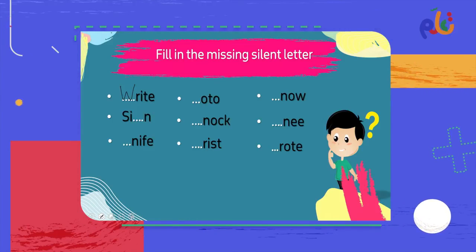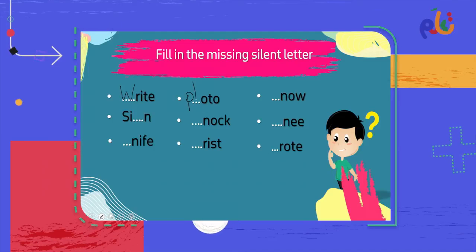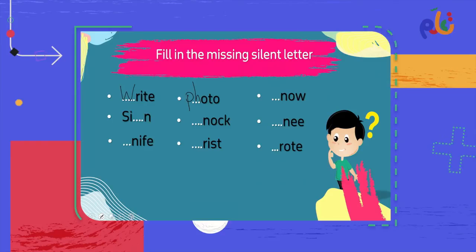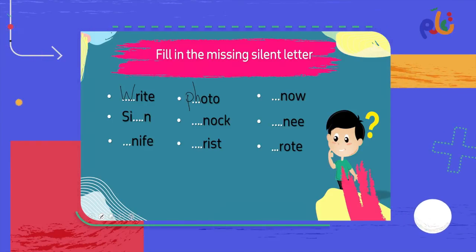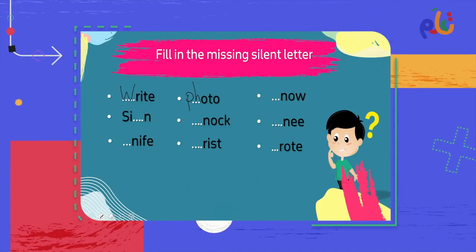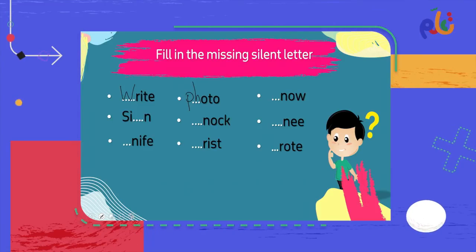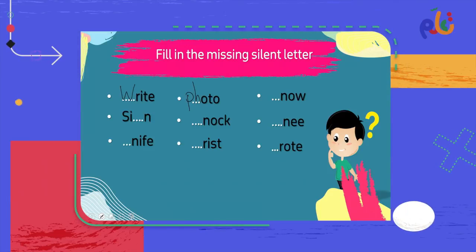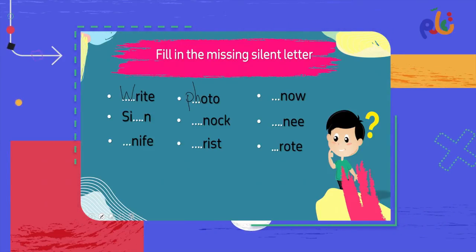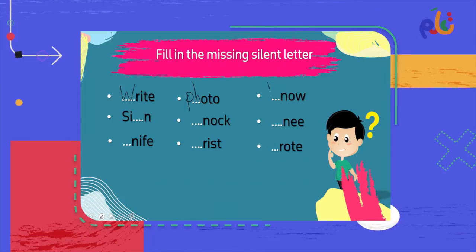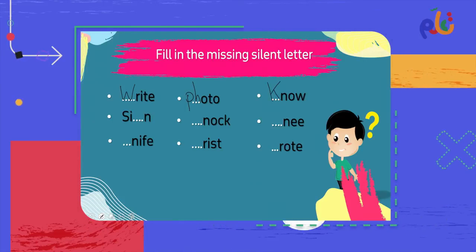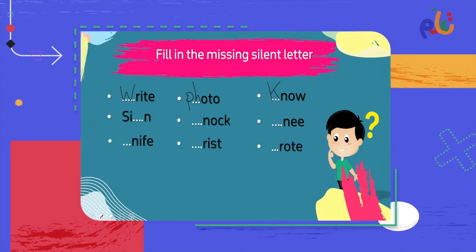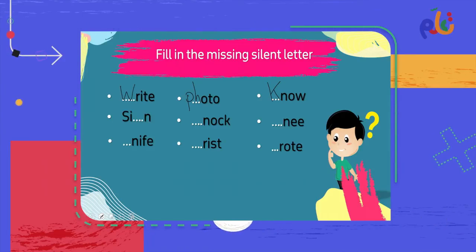Perfect. Photo. The PH is usually pronounced as an F. The PH we always pronounce like an F. Photo. Okay, let's try the other word. No. Perfect. The missing letter is K. The K is usually silent when it's followed by N.